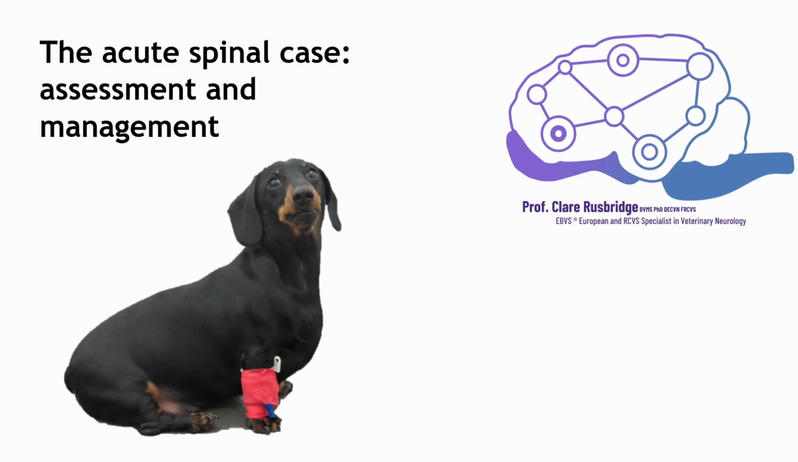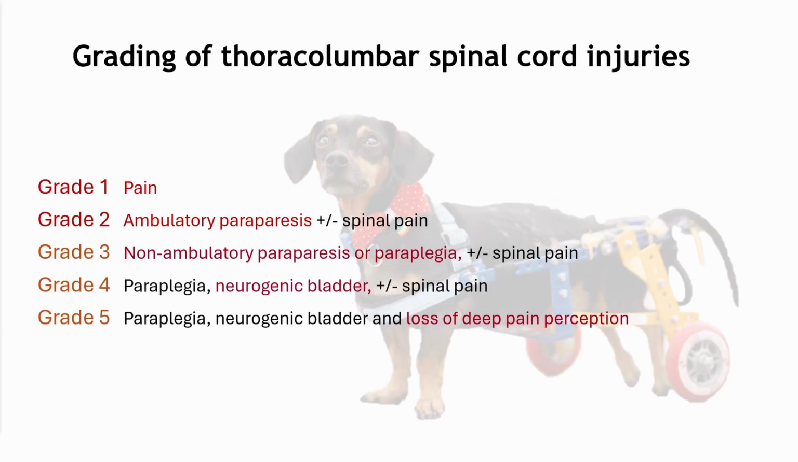So in previous videos, I've talked about the 7 steps for assessing the acute spine, and I've also had videos on different types of intervertebral disc disease and their management. But in this video, we're going to introduce an interactive component to it and also talk about trying to put that all together and management of these cases with a focus on what happens in general practice rather than referral practice. So first, I'd like to remind you about the grading of spinal cord injuries.